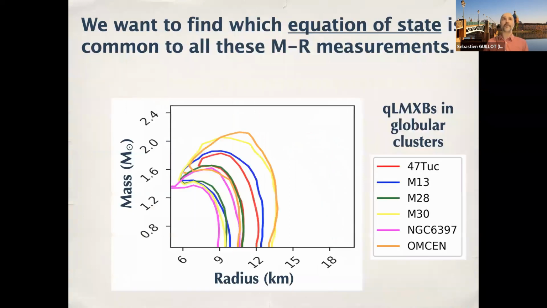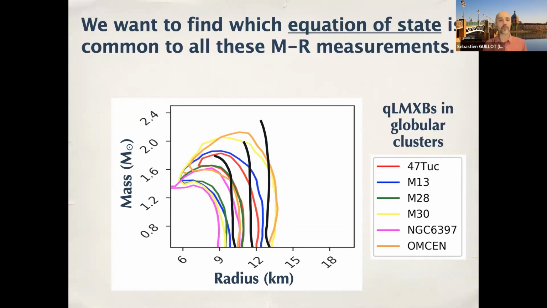Okay, so we have something like a handful of those quiescent low-mass X-ray binaries in globular clusters. They are listed here, six of them. Well, on this figure, there are six of them. And so each of them has its own contours with their uncertainty. And the question is, if they are all described by the same equation of state, so if it's the same physics for all neutron stars, what is the equation of state that goes, in a statistical sense, through all of those contours to describe the dense matter?